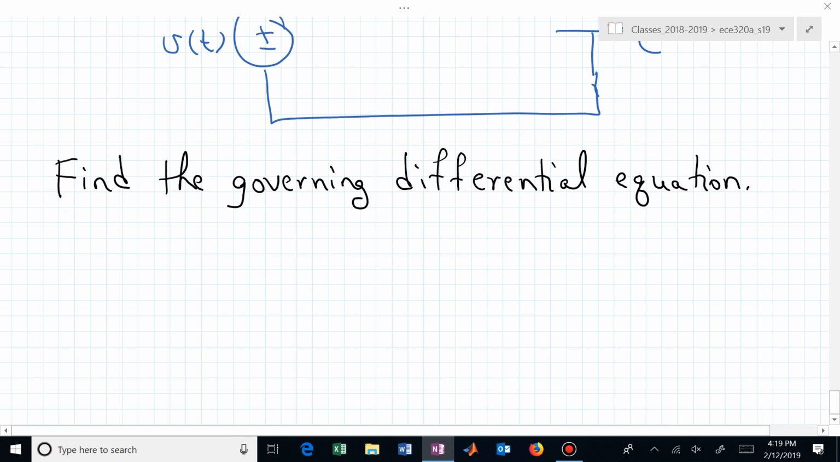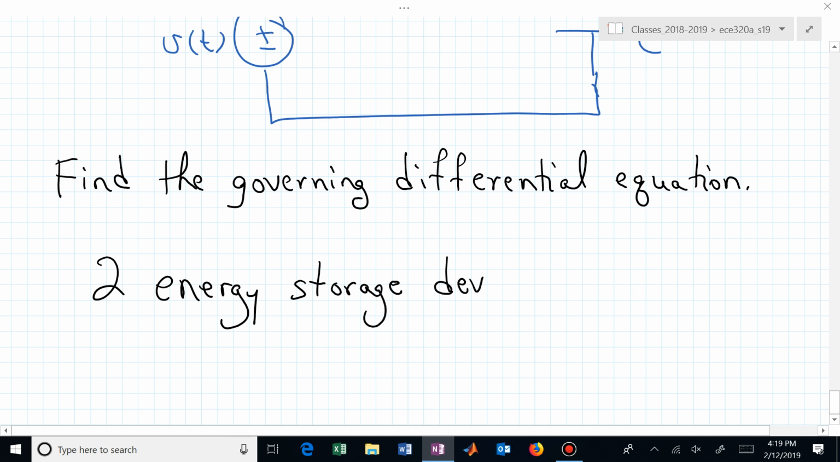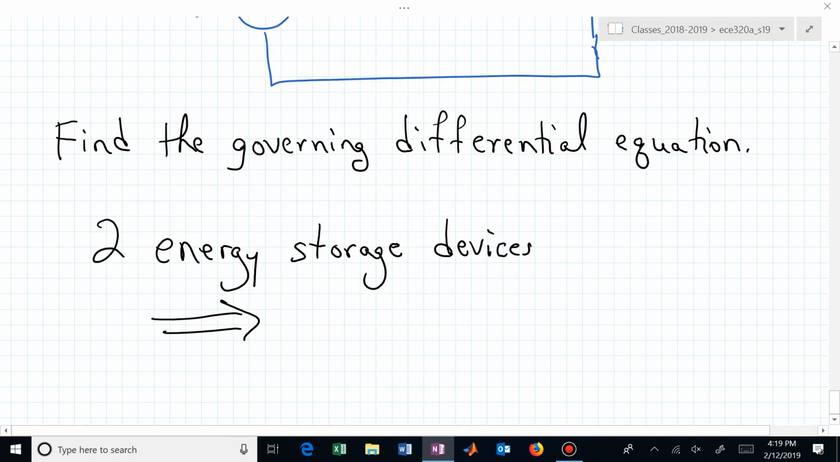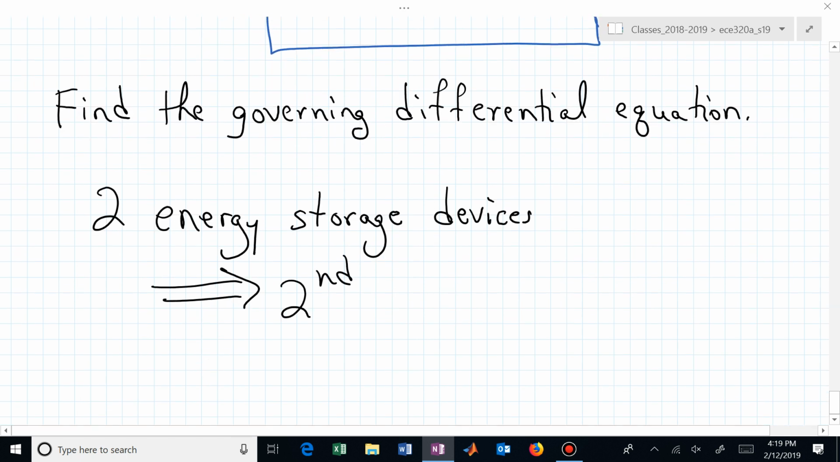Let me write that down. We have two energy storage elements, or devices. And that now says that we should be expecting a second order differential equation.